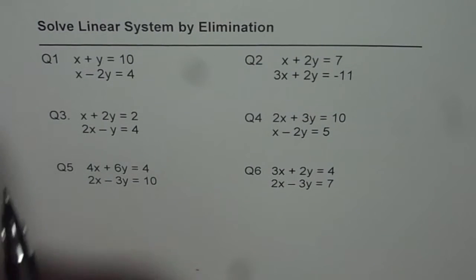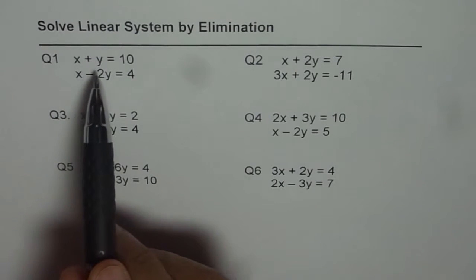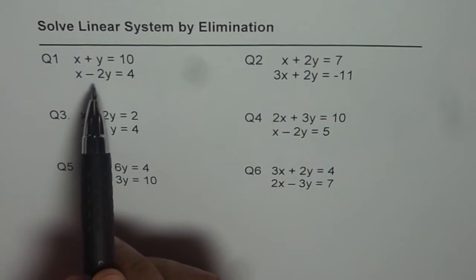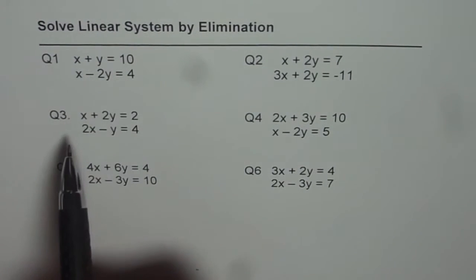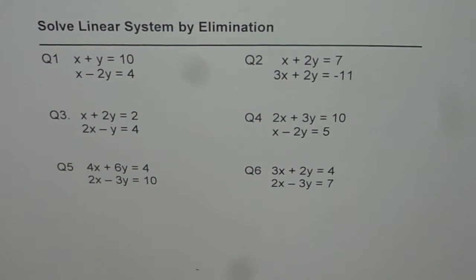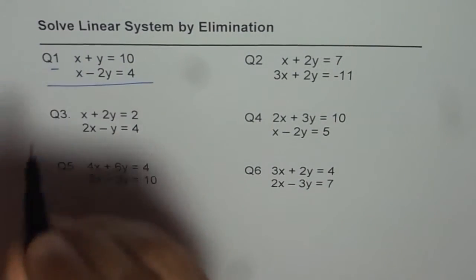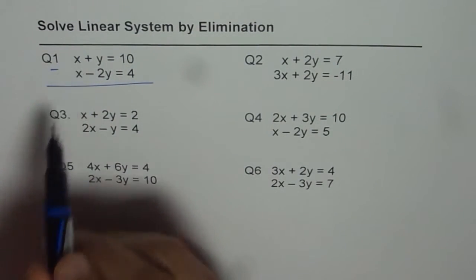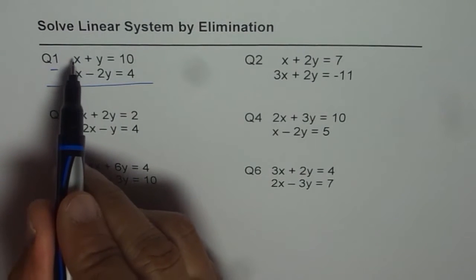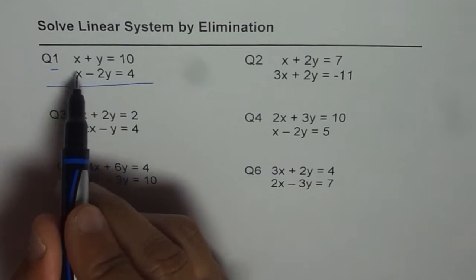Question number 1. We have two linear equations which are x plus y equals to 10 and x minus 2y equals to 4. Elimination really means eliminate one of the variables. So in this equation you will see if I take away the second equation from the first equation, then we have x minus x as 0. By doing so, we have eliminated x.